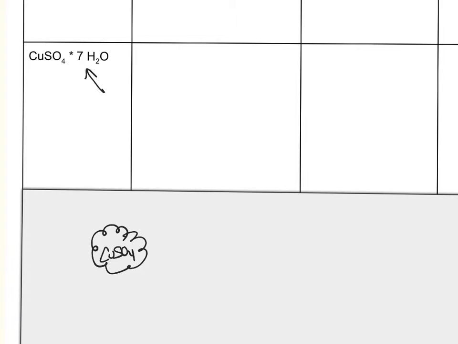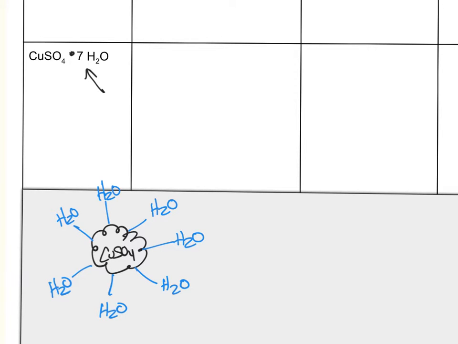And what that star, or you will see dot 7 H2Os, means is that I have 7 water molecules attached to the copper 2 sulfate. So I took the liberty of drawing 7 water molecules surrounding the copper 2 sulfate. What we want to do is figure out how much the salt portion, the copper 2 sulfate, weighs in terms of gram formula mass, and how much the water part weighs in gram formula mass.